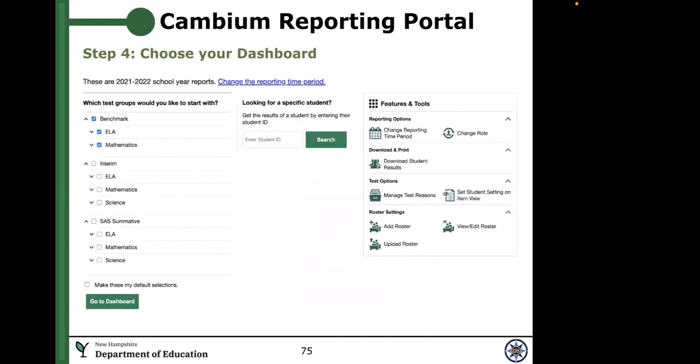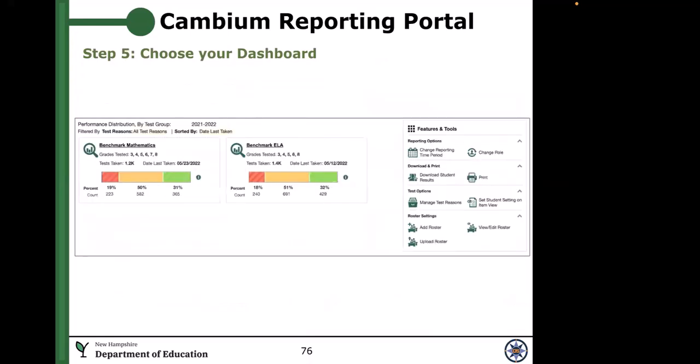You'll get this choose your dashboard. I have selected here that I would like to see the specific modular assessments for ELA and math. Then you just click go to dashboard and it will bring up something that looks like this. This is a little bit different than maybe what you saw last year in the system. On the right-hand side, a lot of options that used to be up at the top of the screen are now shown on this main screen.